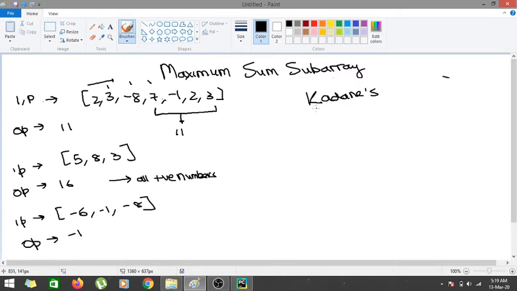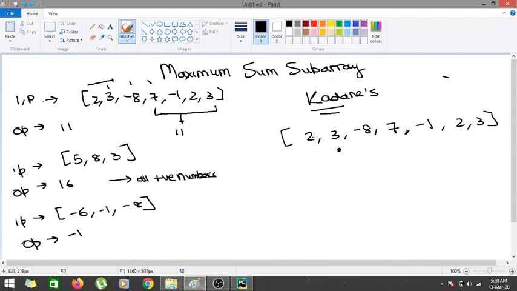What did Kadane's algorithm say? Let me take this particular example only: 2, 3, minus 8, 7, minus 1, 2 and 3. We would have to calculate the maximum ending. So what does maximum ending tell? Maximum ending tells that till this particular index, what is the maximum sum till this particular index.